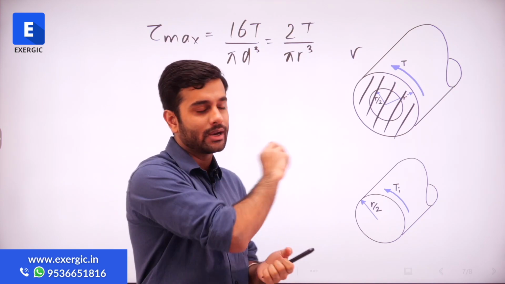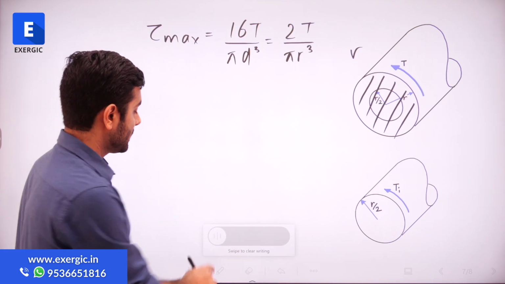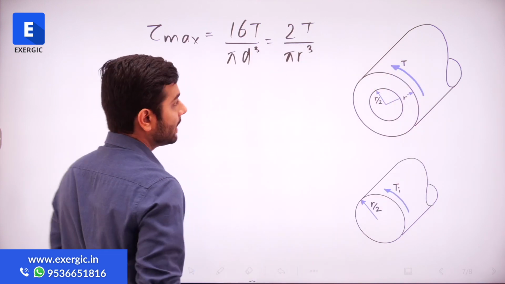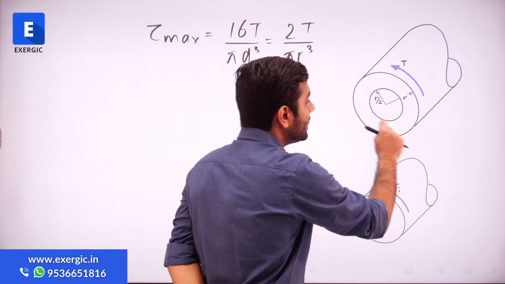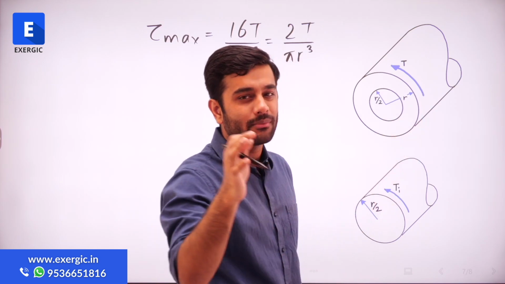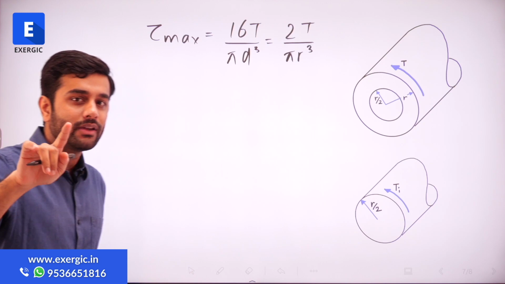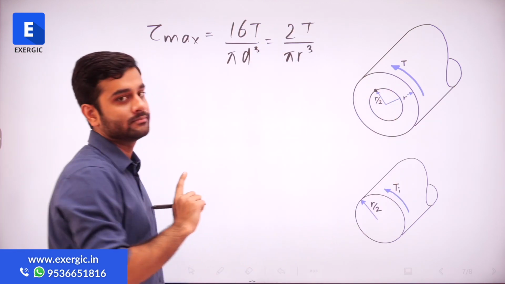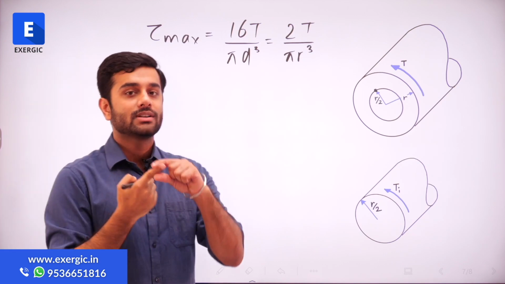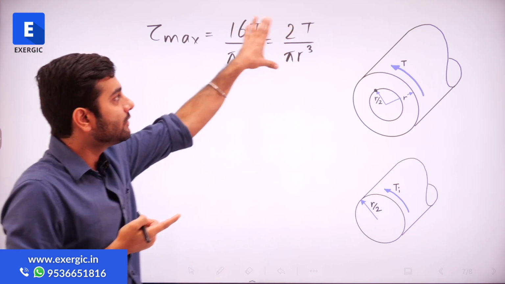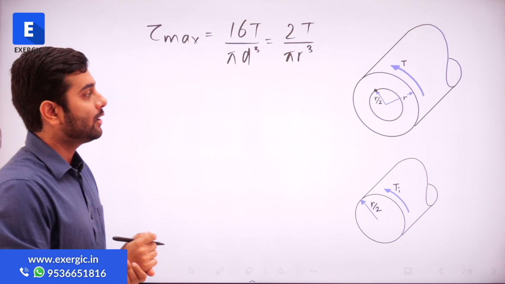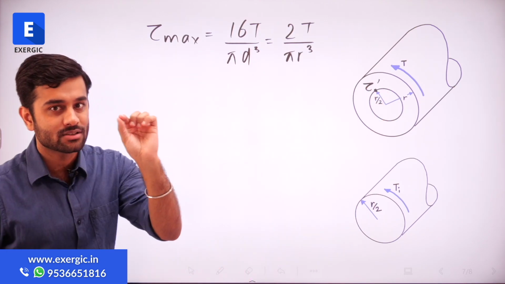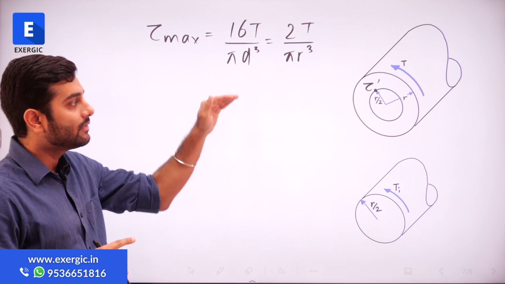So let's have a look at this case, where we consider only the inner core, only this part. Suppose I ask you to find out the value of shear stress at a distance of R/2 from the center. What can you do? Firstly, find out the value of tau max, and to find the value of tau dash, which is at a distance of R/2, divide it by 2.